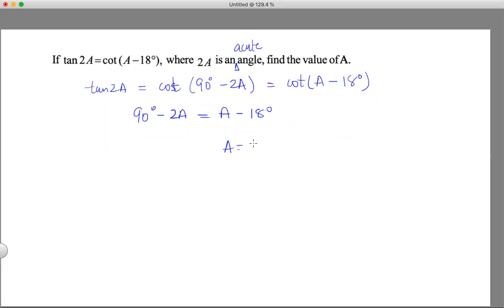Okay, so that part is easy. The trick was making this into a cot.